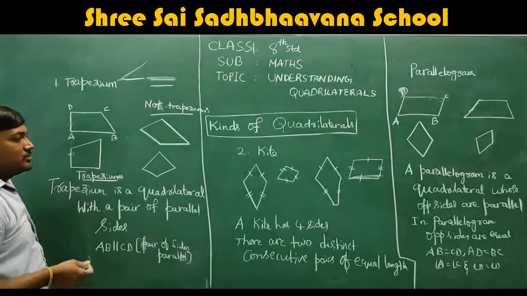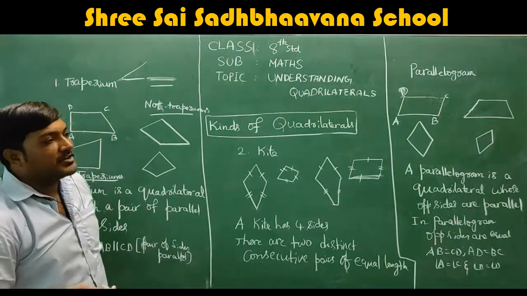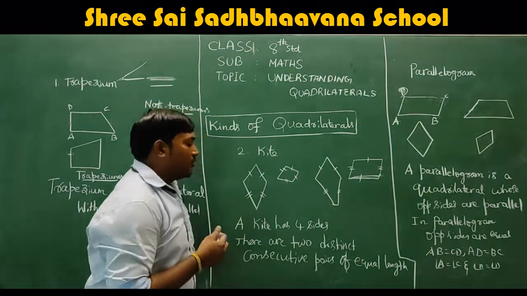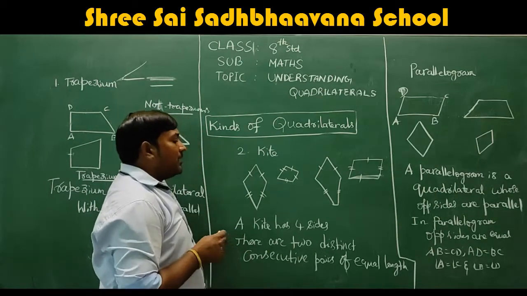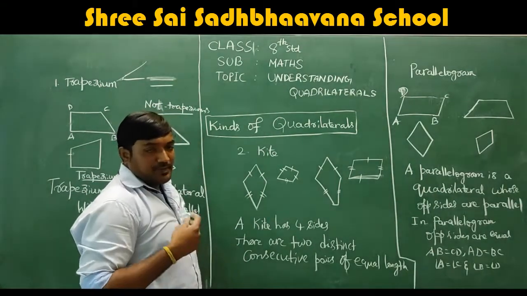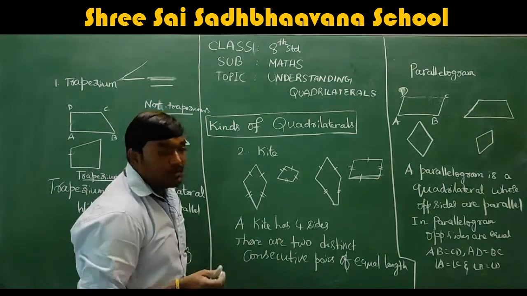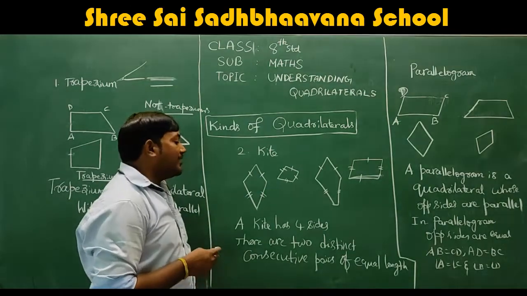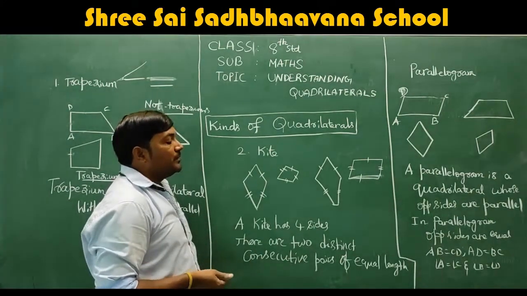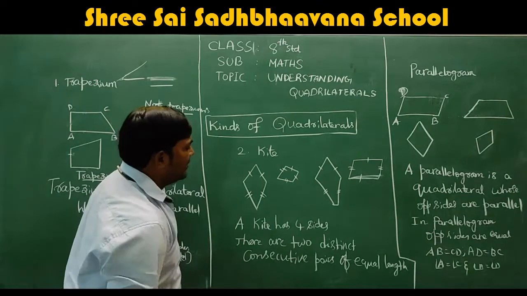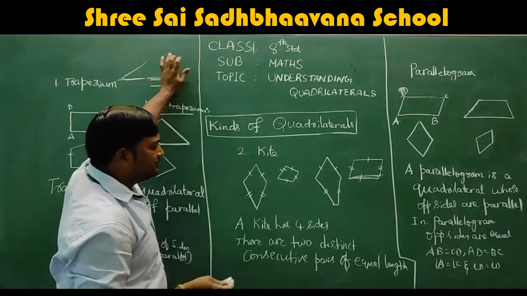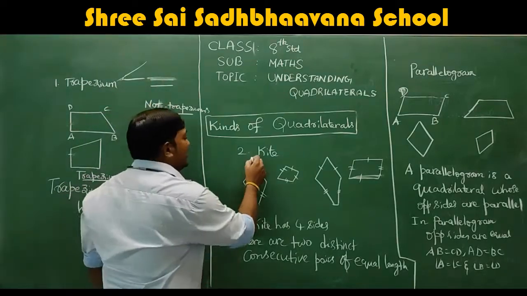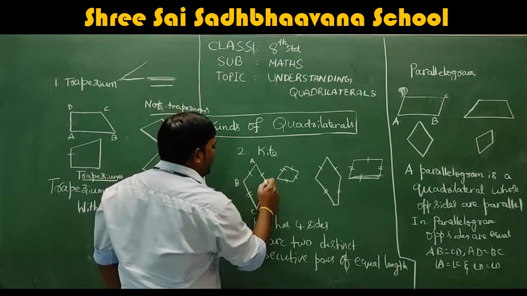Okay? Next, moving to the next type, the kite. A kite is a quadrilateral, and definitely a quadrilateral should have more than three sides. So a kite is one kind of quadrilateral which has four sides, and there are two distinct consecutive pairs of equal sides. Consecutive means next. For example, A, B, C, D.